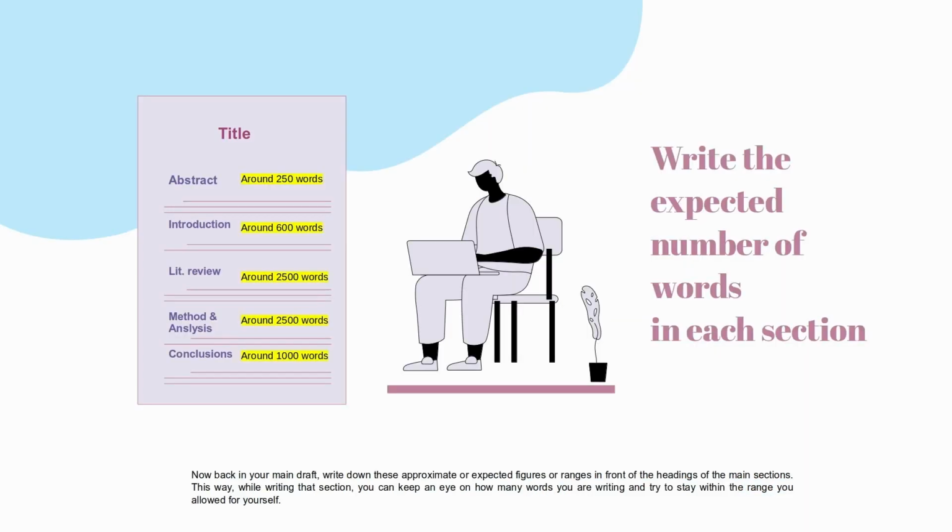Now, back in your main draft, write down these approximate or expected figures or ranges in front of the headings of the main sections. This way, while writing that section, you can keep an eye on how many words you're writing and try to stay within the range you're allowed for yourself.